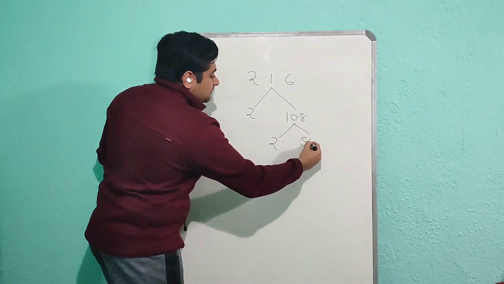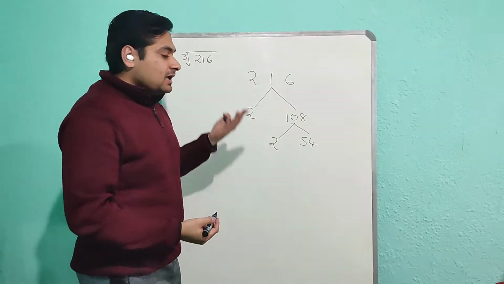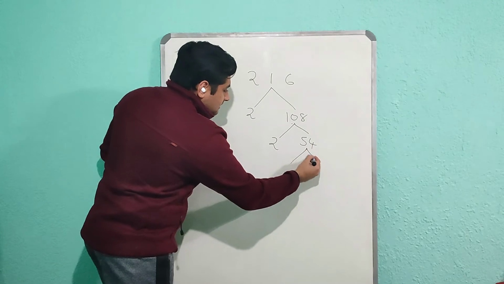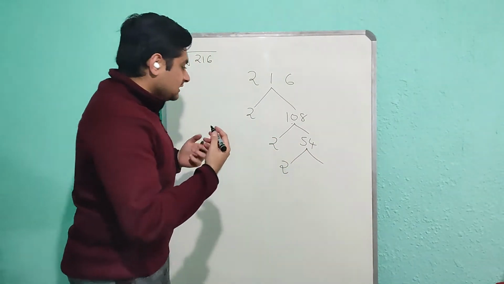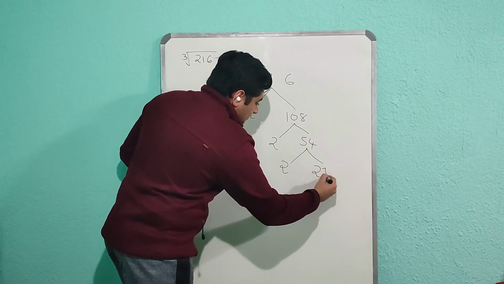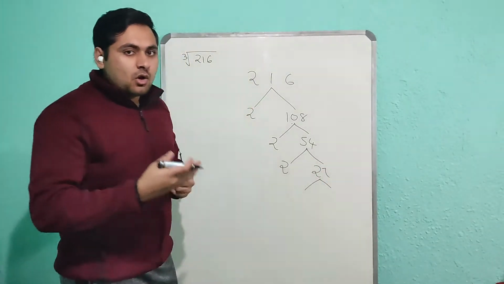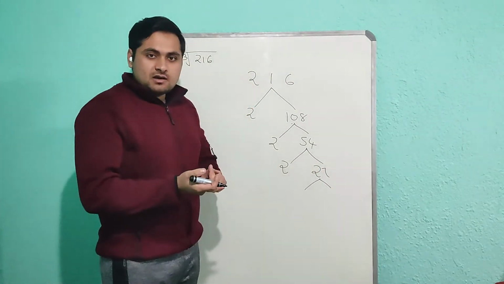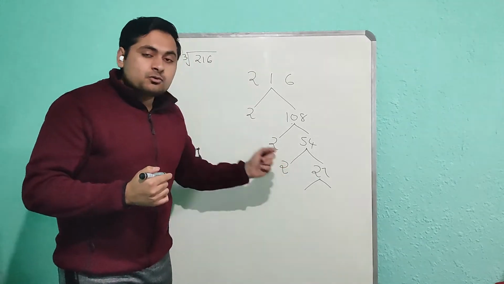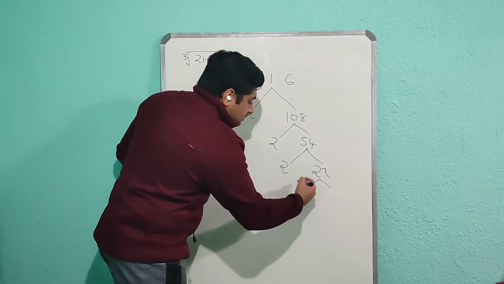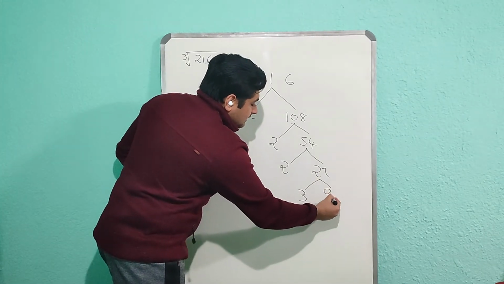That gives us 54. 54 is again an even number, so that can be divisible by 2 again. So what is 54 divided by 2? That gives us 27. But now 27, it's an odd number. So it can be divided by 3, 5, 7 or 9, but we need the smallest divisor. The smallest divisor of 27 is 3. So 27 divided by 3 gives us 9.